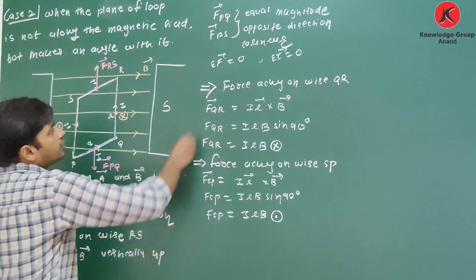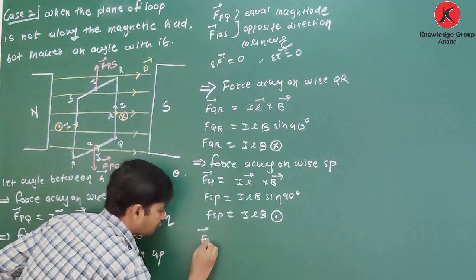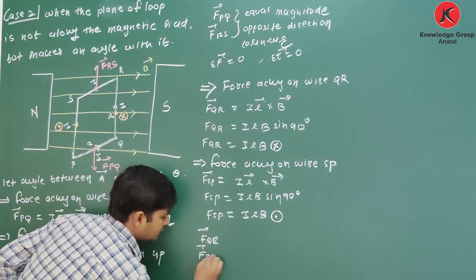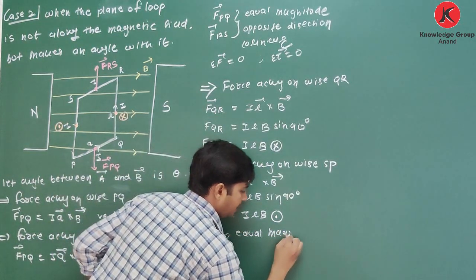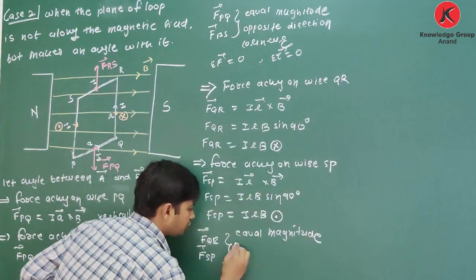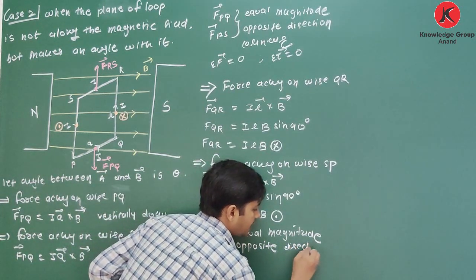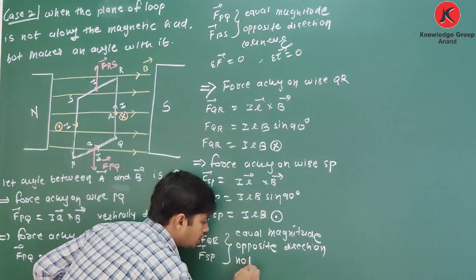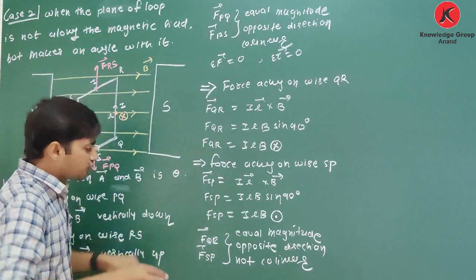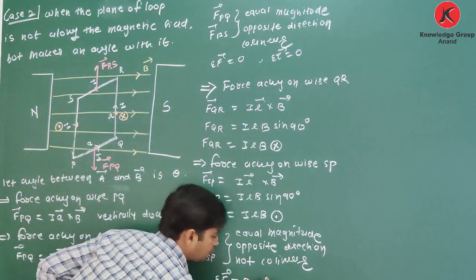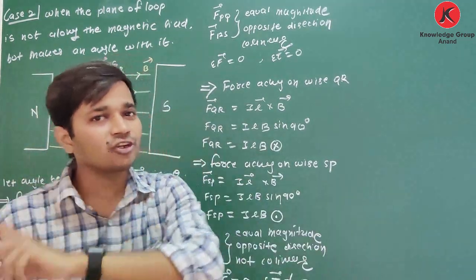So see how to write. I will write like this. FQR and FSP both have equal magnitude and opposite direction, and they are not collinear. So the total force becomes 0: sigma F is equal to 0. But sigma tau is not 0.